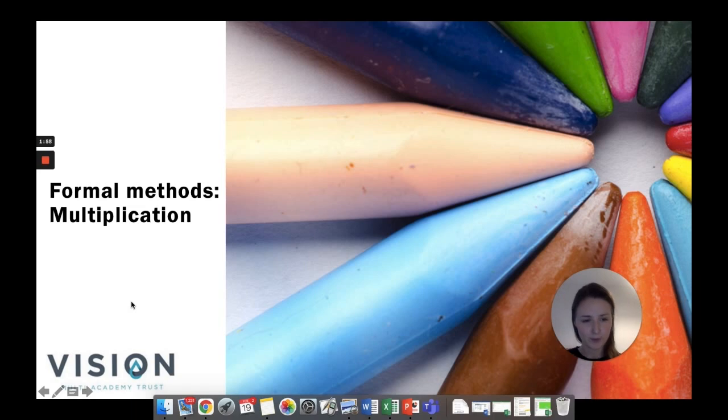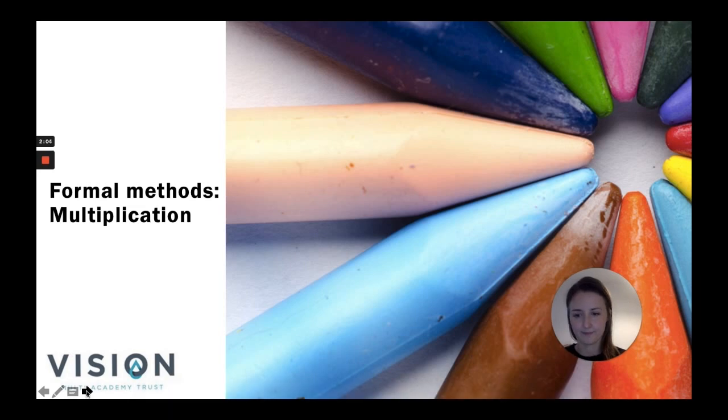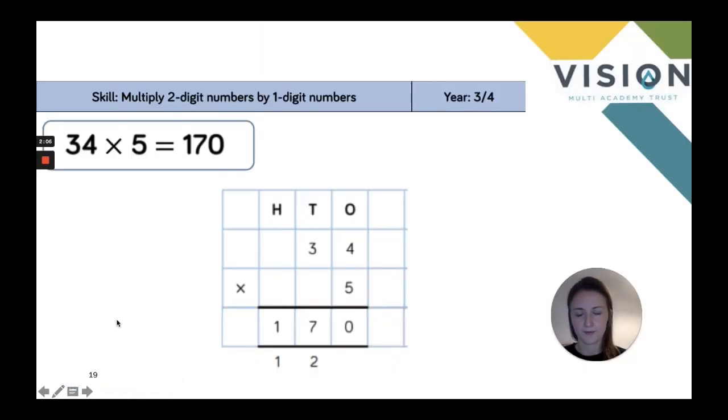Okay, so for the rest of this presentation, I'm going to be talking about the more formal methods for multiplication and division. So this would be the A of the CPA. Okay, so firstly we have column method multiplication.